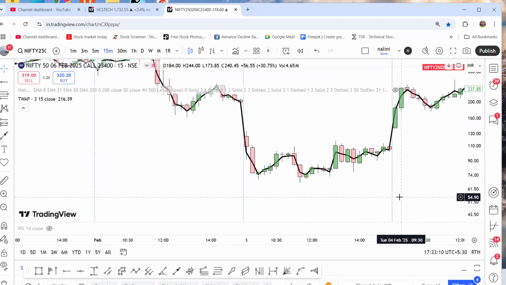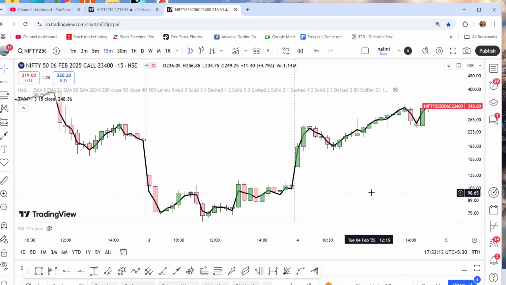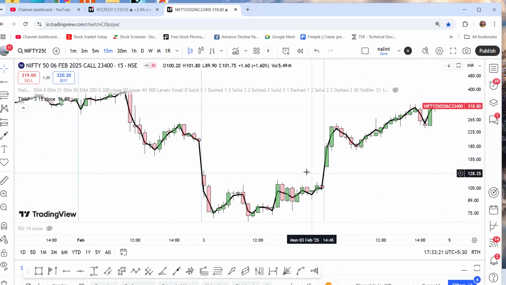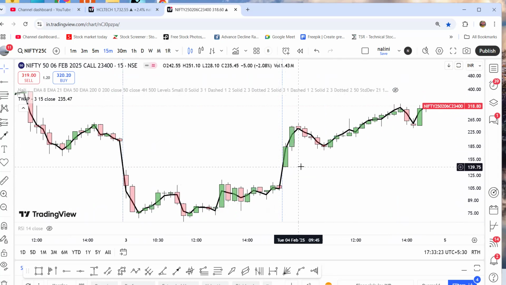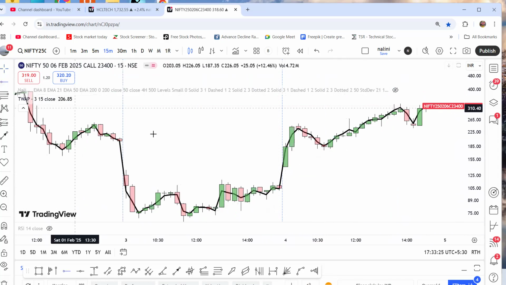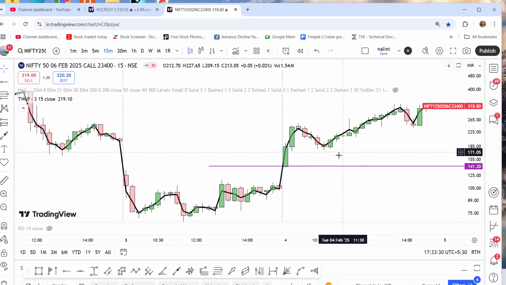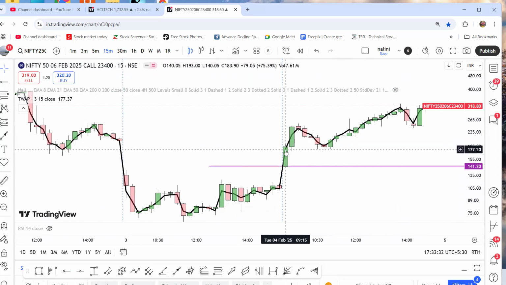Change the time frame to 15 minutes, because otherwise you will not hold the position. You will constantly get disturbed by this. See, TWAP is the reference for the day. You have entered, and this is the reference for the day. If you place the cursor anywhere on the TWAP level, 177.37 is your reference point.